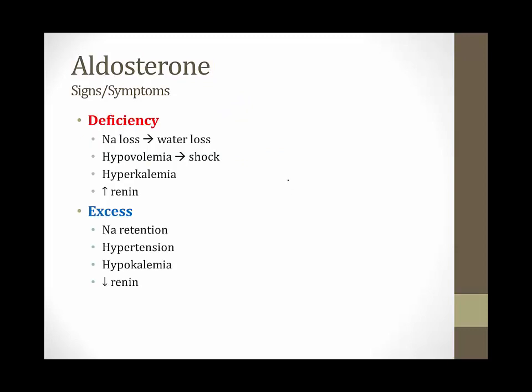For aldosterone, the signs and symptoms all depend on sodium and potassium. Remember that aldosterone promotes sodium retention by the kidneys and potassium excretion. So if there is a congenital adrenal hyperplasia syndrome where aldosterone synthesis is deficient, this will lead to sodium loss by the kidneys. And anytime sodium is lost in the urine, water follows. This will lead to hypovolemia and can progress to shock. In addition, there will be hyperkalemia because the kidneys are not excreting potassium normally.